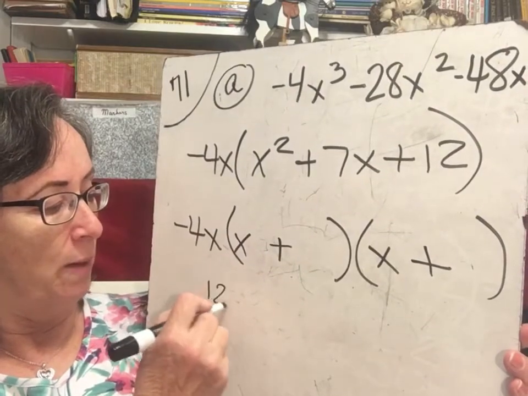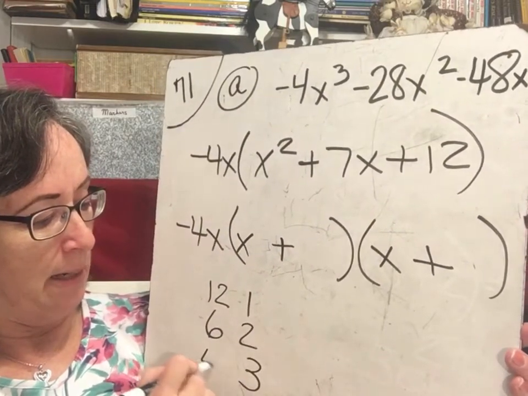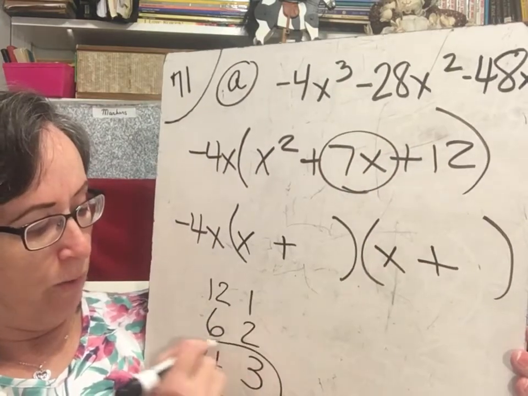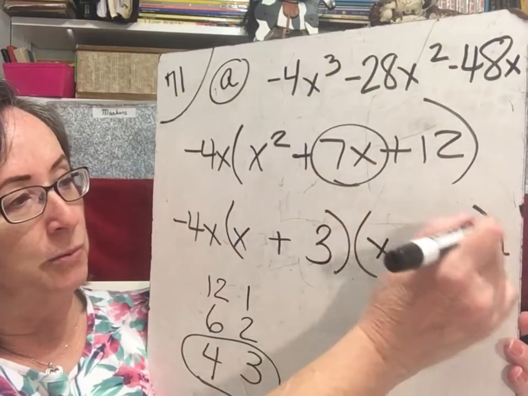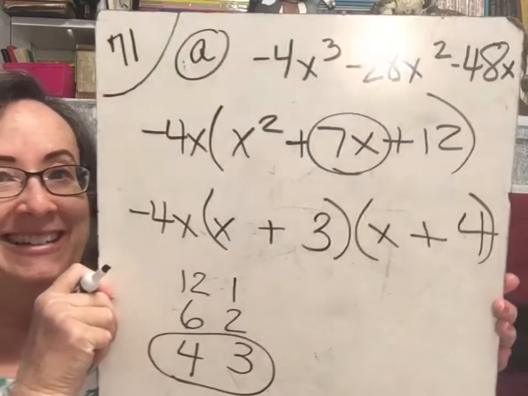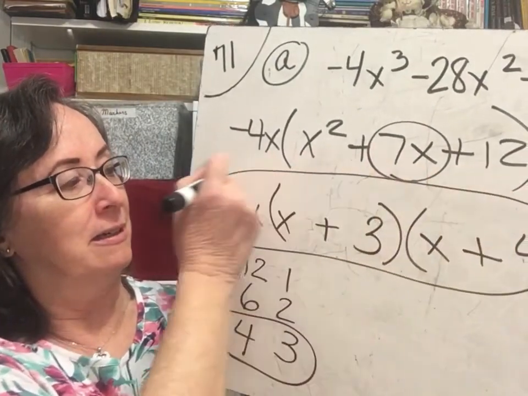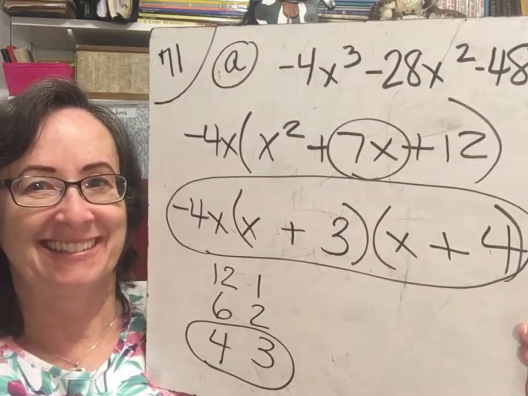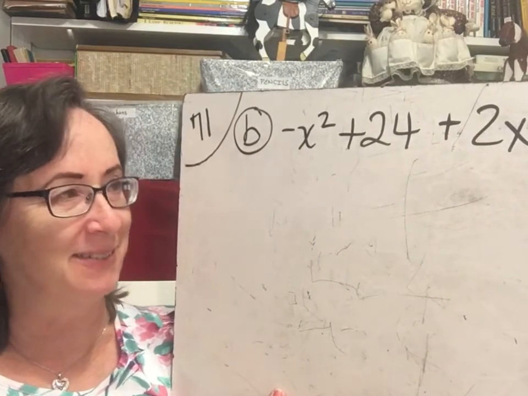So we have 12 times 1, 2 times 6, 3 times 4. We're looking for a sum of 7 when we use the 3 times 4. So we put a 3, put a 4, and we are done. So when you multiply all this back together, you get this up here. Try it. Okay, so this is B. Copy it down and then pause your video.